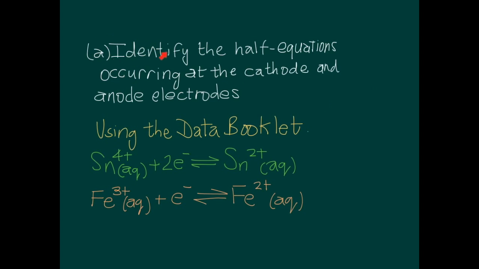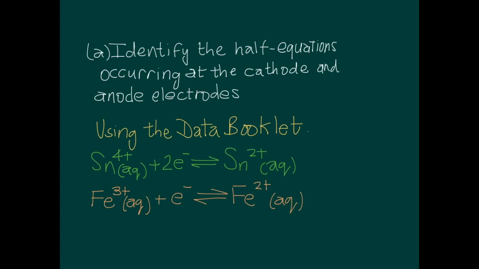To identify the half equations occurring at the cathode and the anode electrodes, you should use the data booklet provided in the examination. And here you can see that tin gains 2 electrons as it moves from tin 4 to tin 2. If you are required to show a movement from tin 2 with the loss of 2 electrons to become tin 4, then this equation simply needs to be reversed.